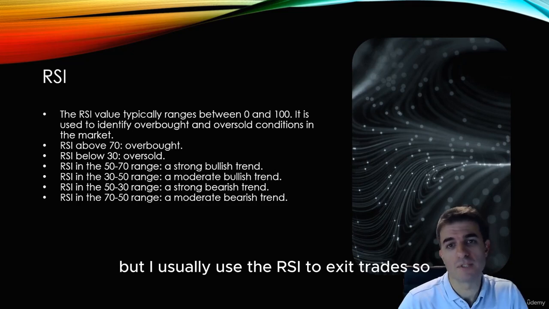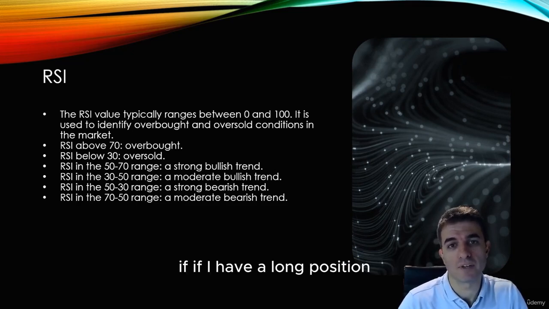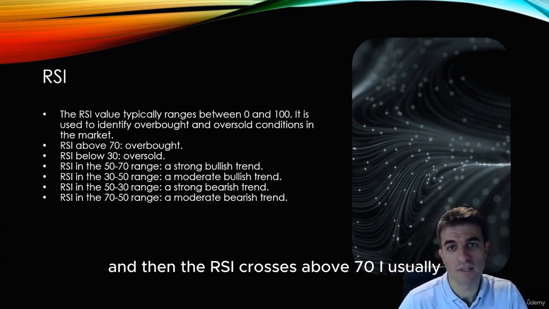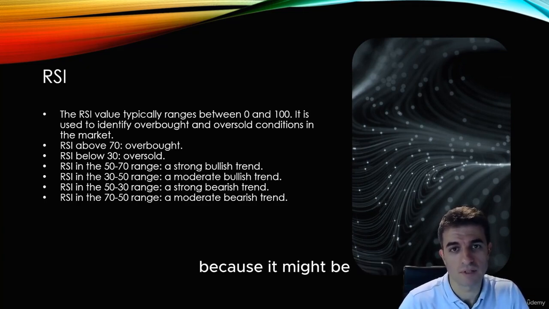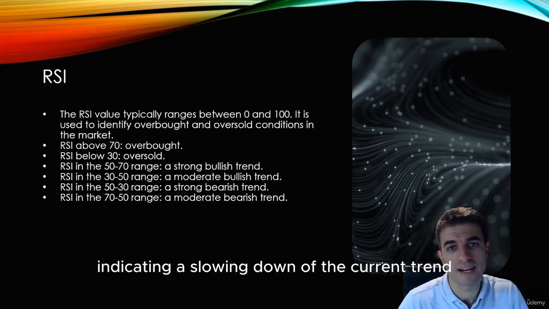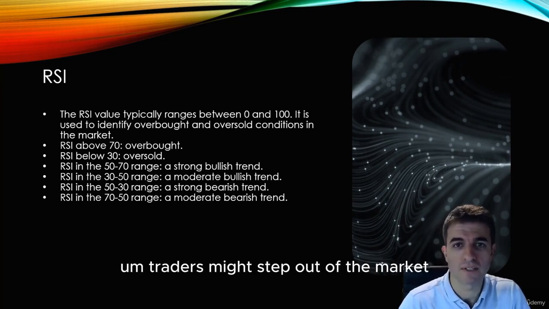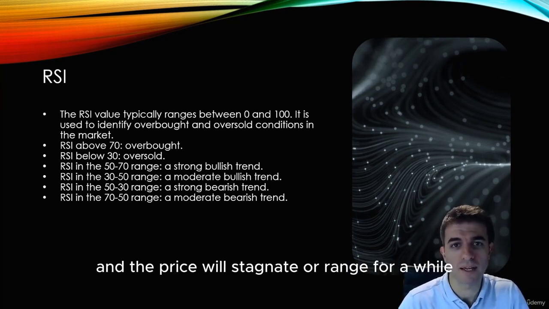But I usually use the RSI to exit trades. So if I have a long position and then the RSI crosses above 70, I usually exit the trade because it might be indicating a slowing down of the current trend. So we might expect that traders might step out of the market and the price will stagnate or range for a while.